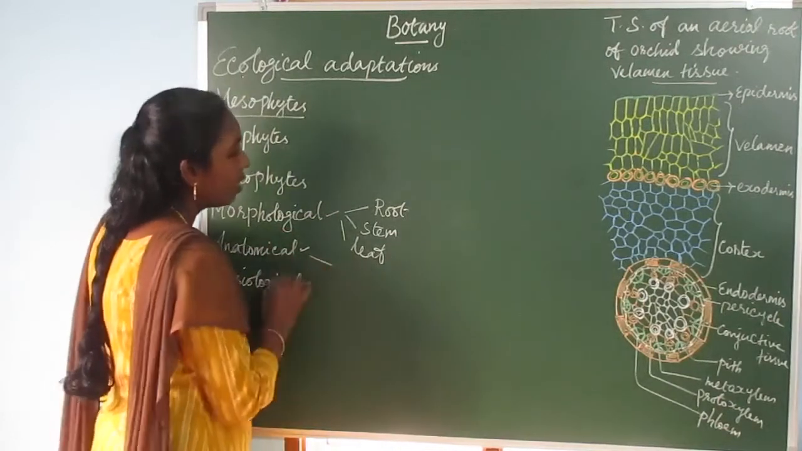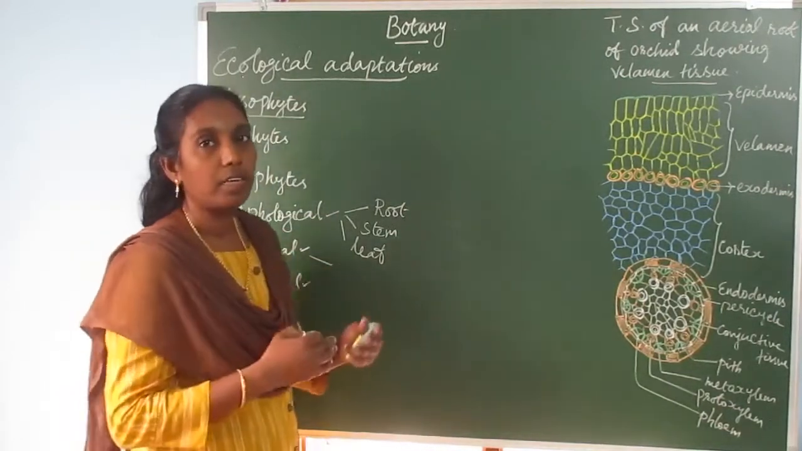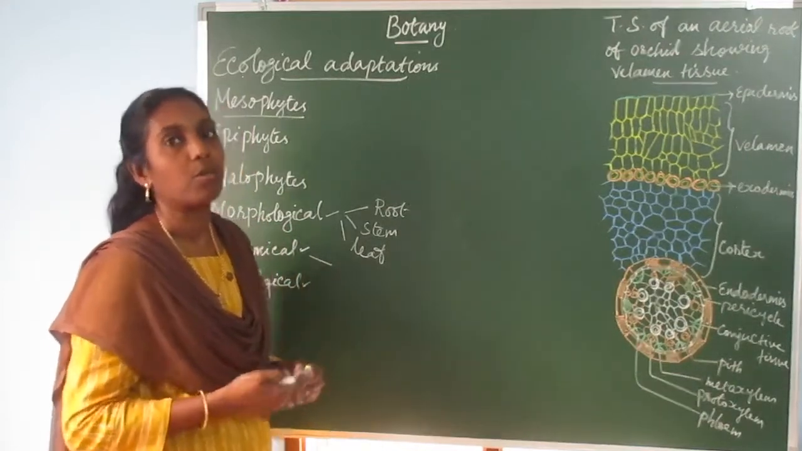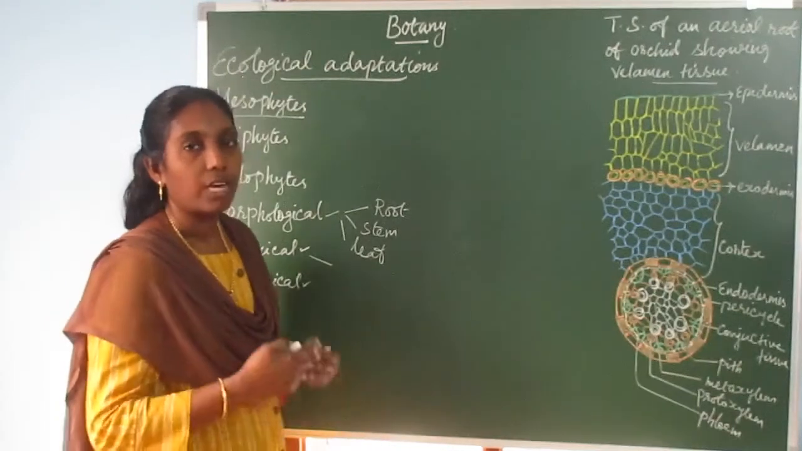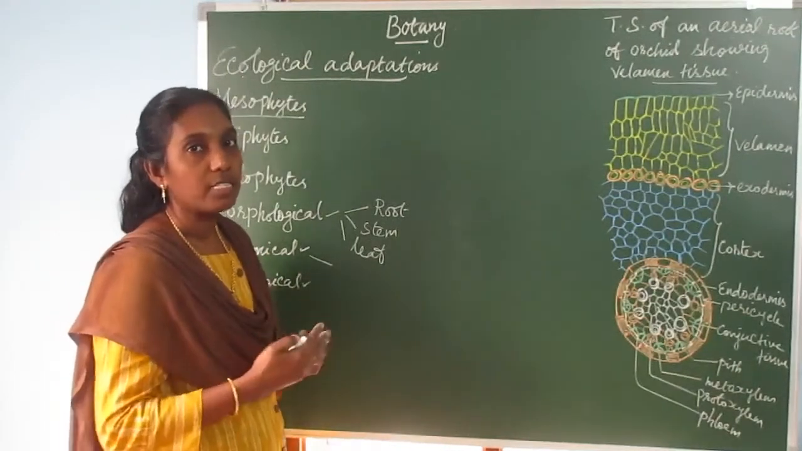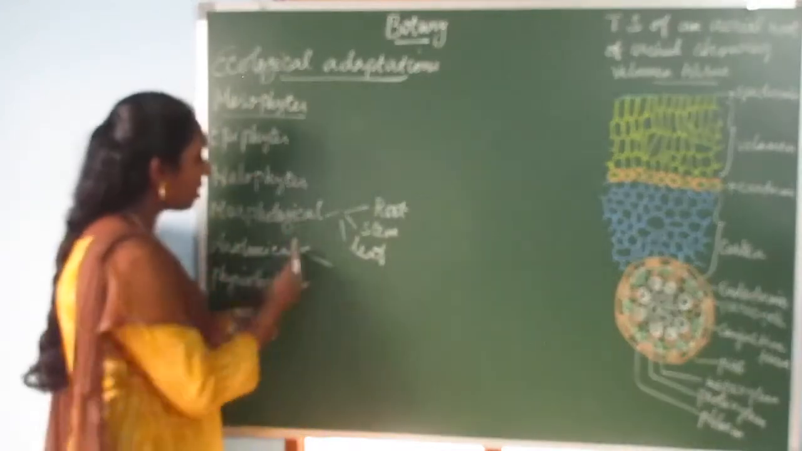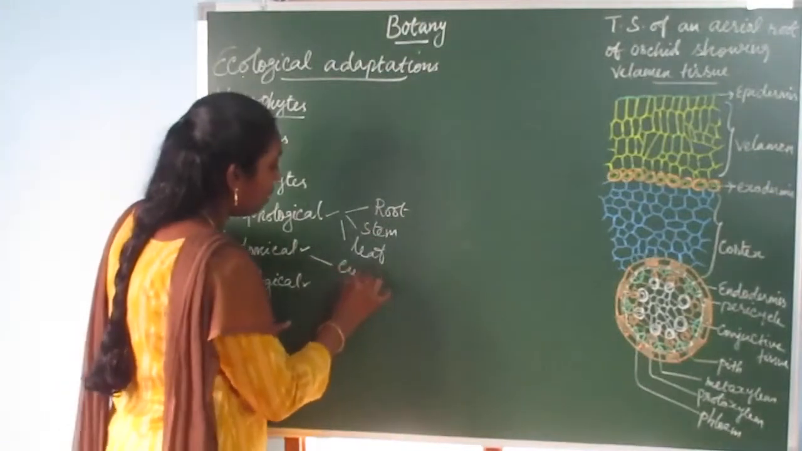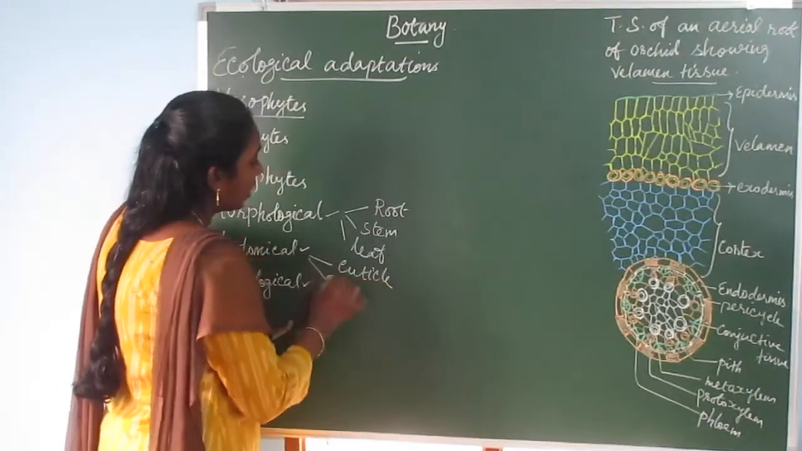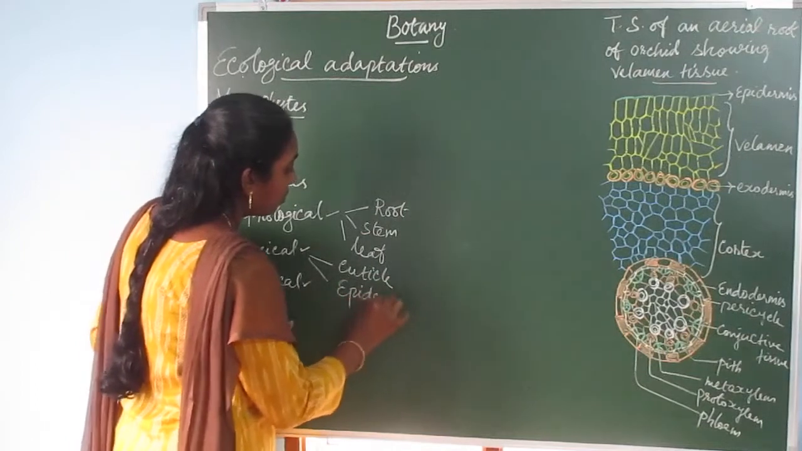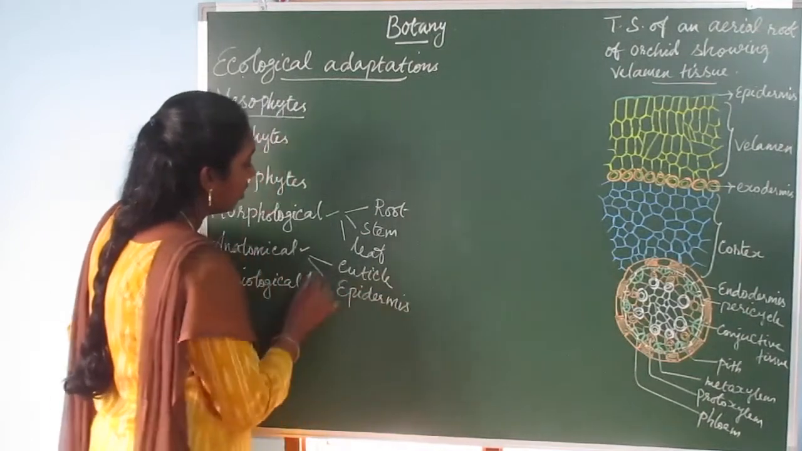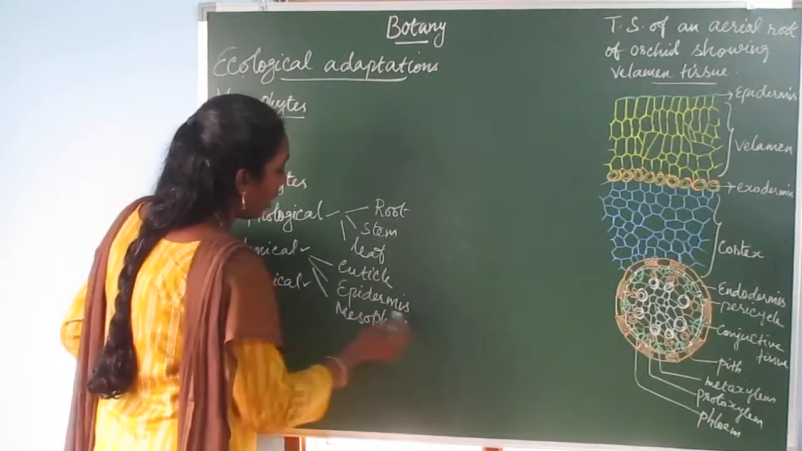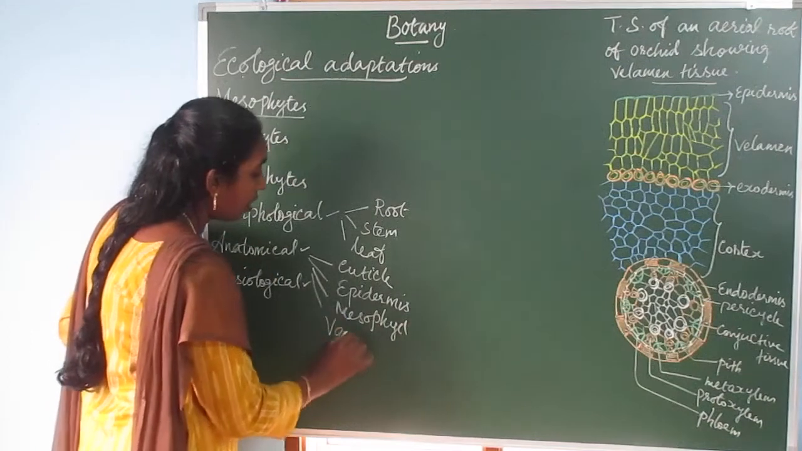Anatomical differences. Anatomically, internally, when you take a section of the plant and keep it under a microscope, it reveals various parts. What are the differences or variations seen among these plants? There are different parts like cuticle, epidermis, mesophyll and vascular tissue.